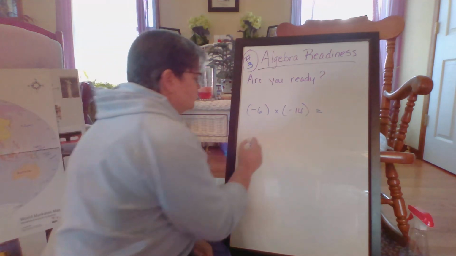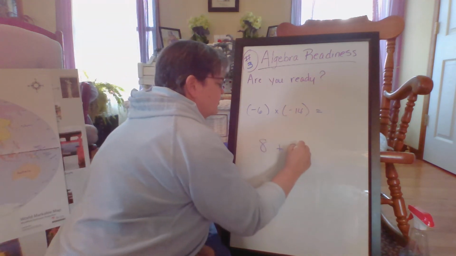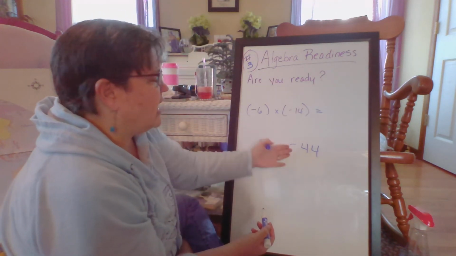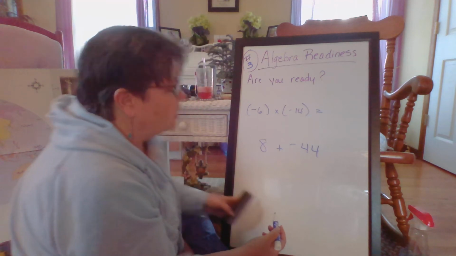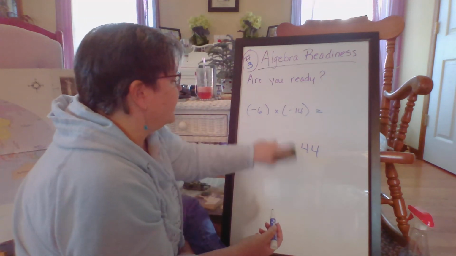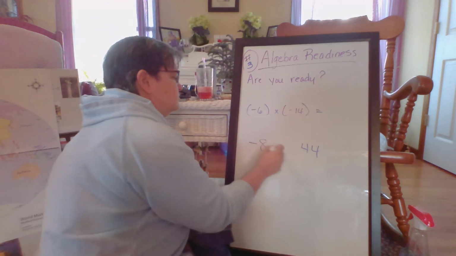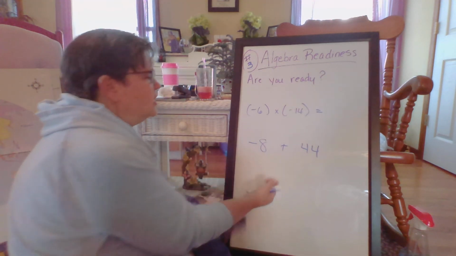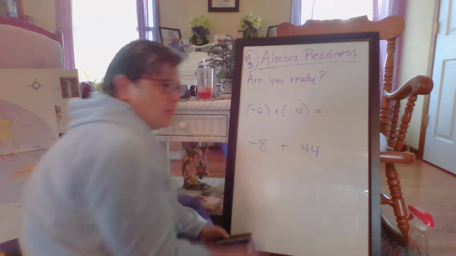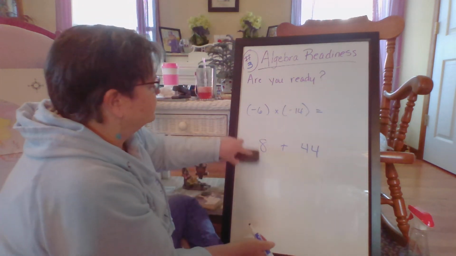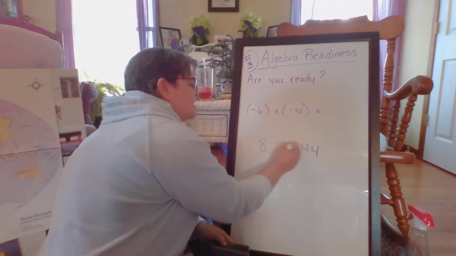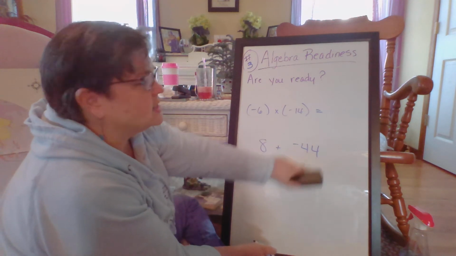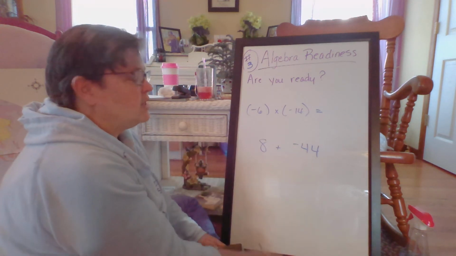For example, 8 plus negative 44. Okay, I'm going to subtract those, and the answer is going to be a negative. If I have negative 8 plus 44, I'm going to subtract them, but because the biggest number is positive, the answer will be positive. Let me say that again. If I have 8 plus a negative 44, I'm subtracting them, but the biggest number gets the sign. So the answer is going to be negative.